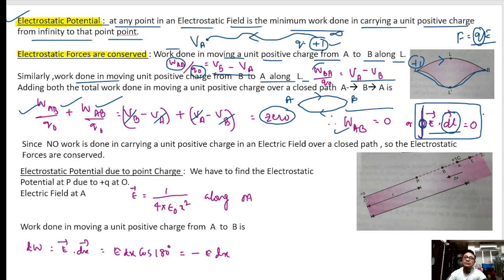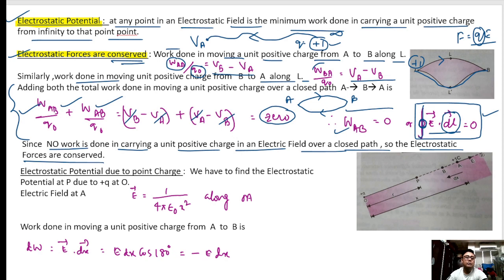So the total work done is 0. E dot dl is 0. That means electrostatic forces are conserved. This is the explanation of this. Since no work is done in carrying a unit positive charge in an electric field over a closed path, electrostatic forces are conserved. So if you want to show electrostatic forces are conserved, you have to show that the total work done in a closed cycle is 0.